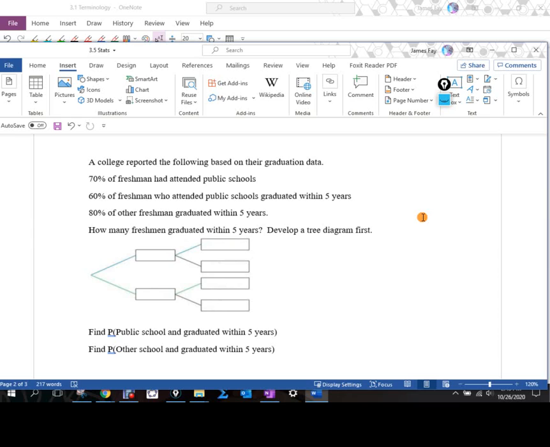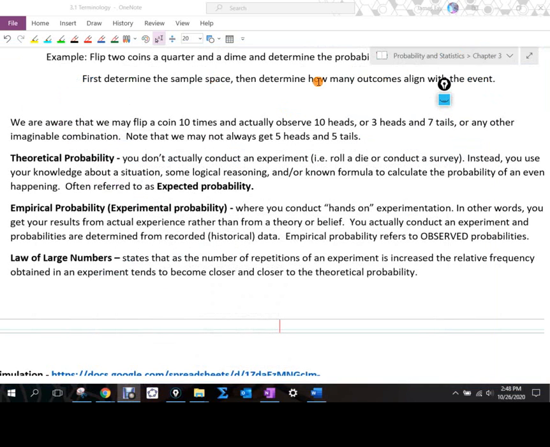Does that make sense? Okay, there are not formulas or mathematical calculations that we generate these 70, 60, and 80% from. Where there are mathematical calculations is when I get something like rolling a dice, 1 out of 6, or pulling a card, 1 out of 52. Does that kind of make sense to everybody? Okay. Now the idea, so empirical probability refers to observed probabilities. That's kind of what I just talked about there.